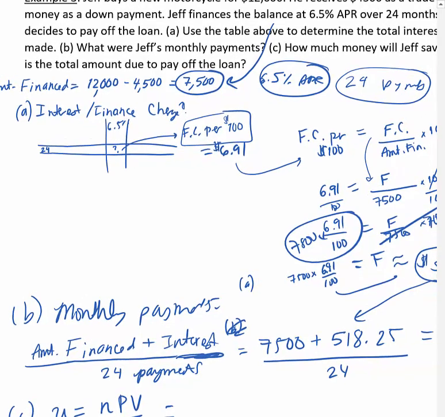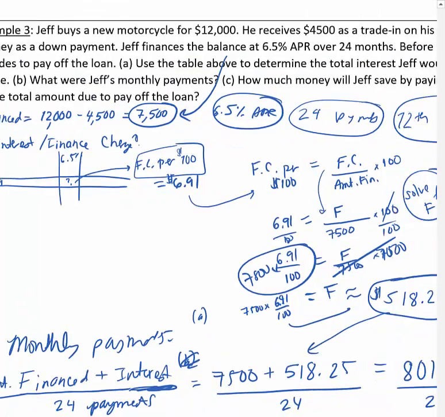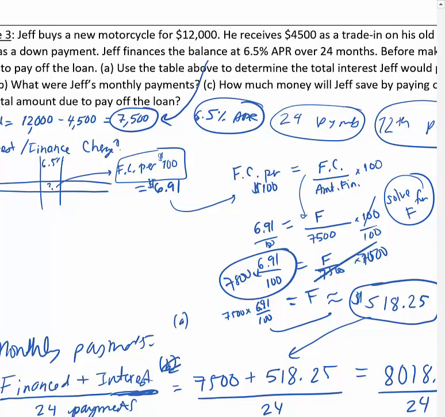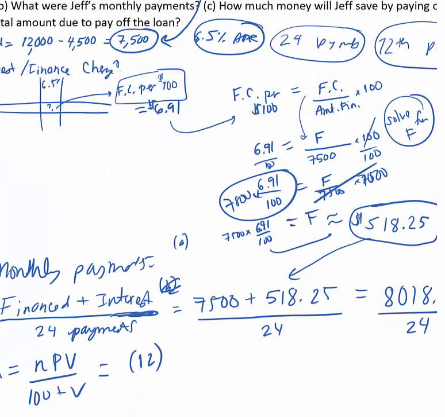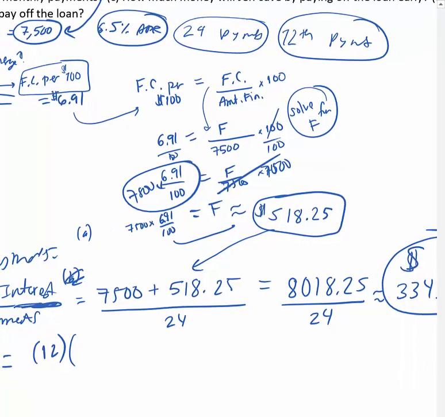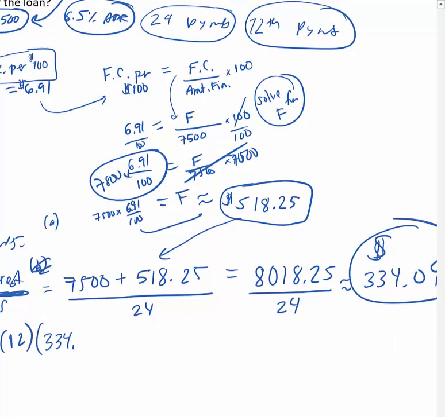Okay, N is the number of payments left. Well, if you made 12 payments out of 24, then there are 12 left still, right? 24 minus 12. And then what was P? P is the amount being financed. Sorry, that's right. P is the monthly payment, which no wonder they asked for us to find that in the previous part, because we need it for this part. $334.09.